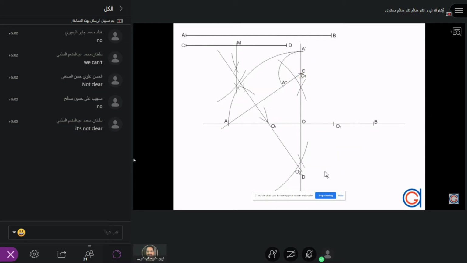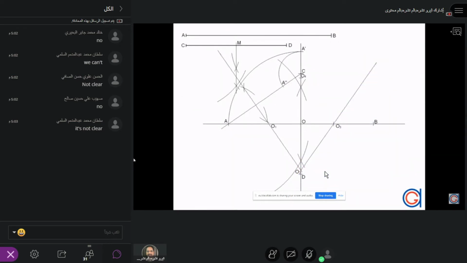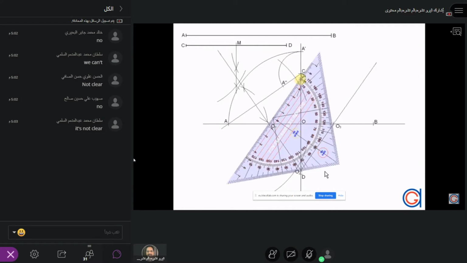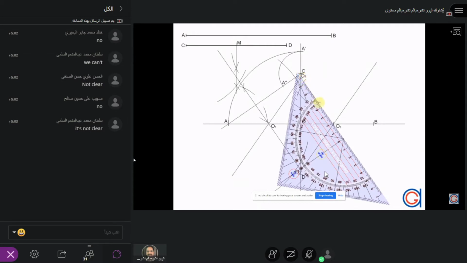So now we are going to join O2 to O3, and we will prolongate this line as can be seen here. We will repeat this process by joining points O4 to O1 and prolongating this line also as can be seen here. And finally, we join points O4 to O3, again prolongating this line as can be seen in the video.